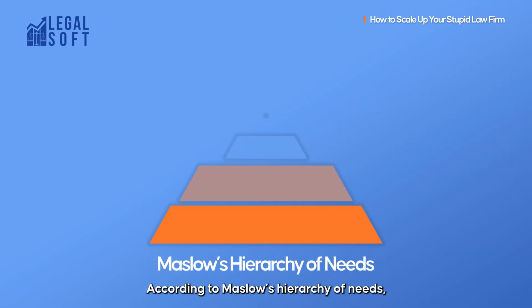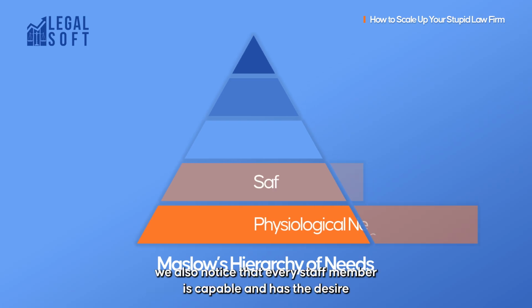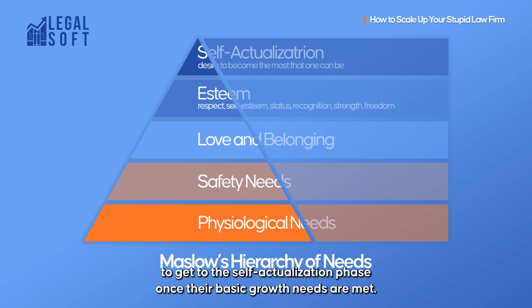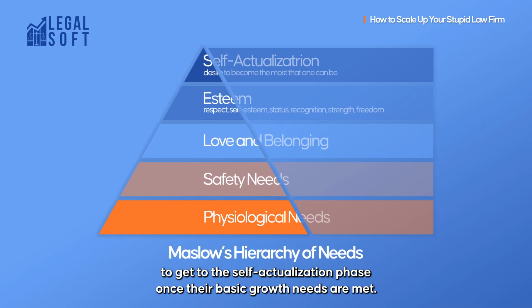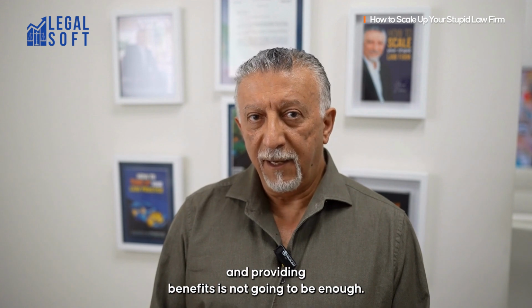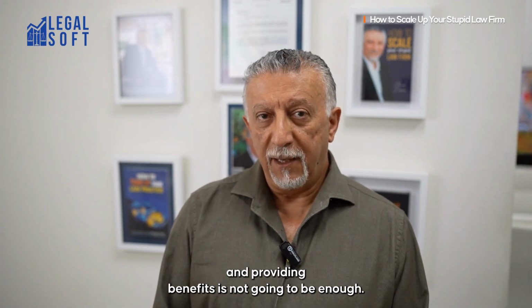According to Maslow's hierarchy of needs, we also notice that every staff member is capable and has the desire to get to the self-actualization phase once their basic growth needs are met. In a law firm, solely paying a salary and providing benefits is not going to be enough.